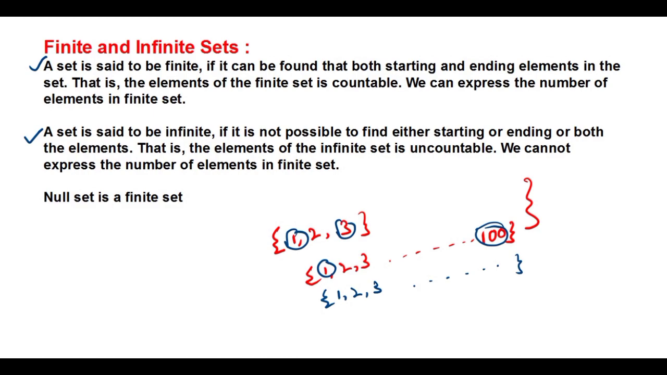Infinite set means a set is said to be infinite if it is not possible to find either the starting or the ending. Of course in this problem, maybe we can find the starting, but you can't find the ending number here. So the elements of an infinite set are uncountable. We can't express the number of elements in an infinite set. But remember, it's very important, note down this point immediately in your textbook.